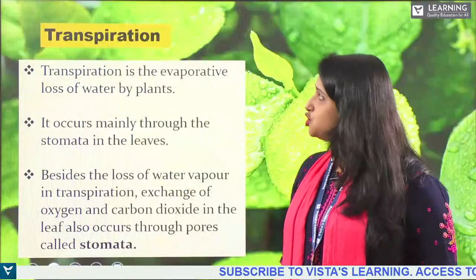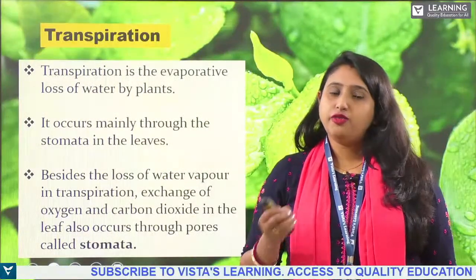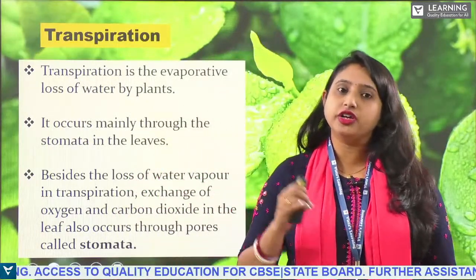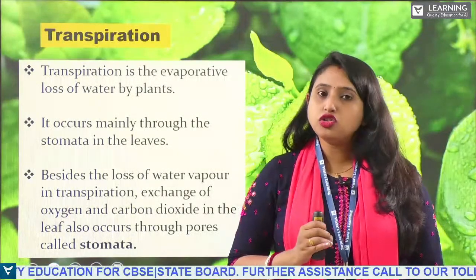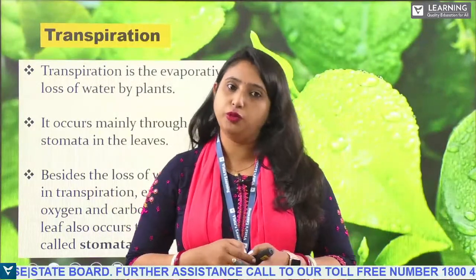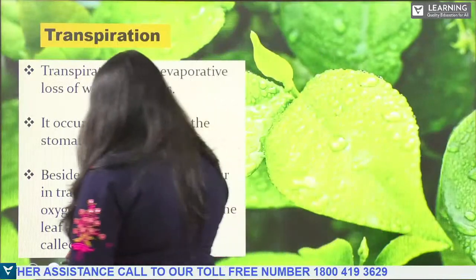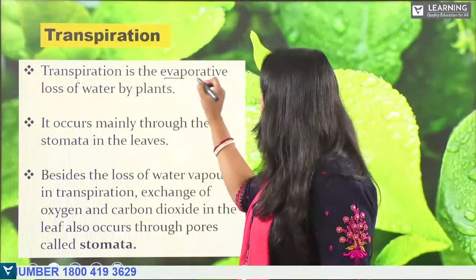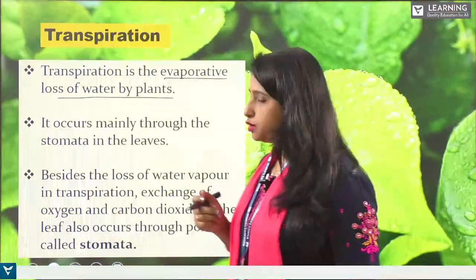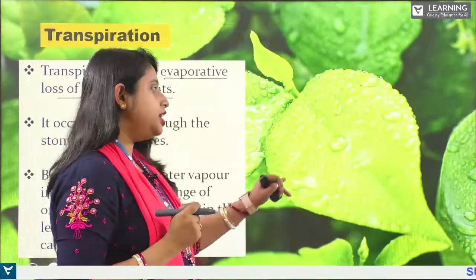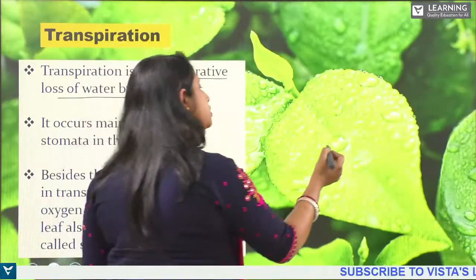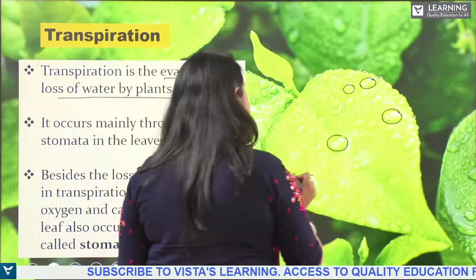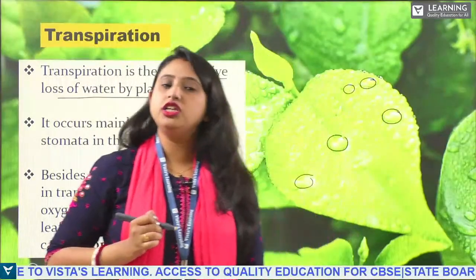As I said, we will be learning about transpiration. You already know what transpiration is. Transpiration is the loss of water from the leaves of the plants. It is a process, the evaporative loss of water by plants. Here you can see this picture, in the leaves you can see the water drops. Transpiration is nothing but the loss of water from the leaves of the plants.